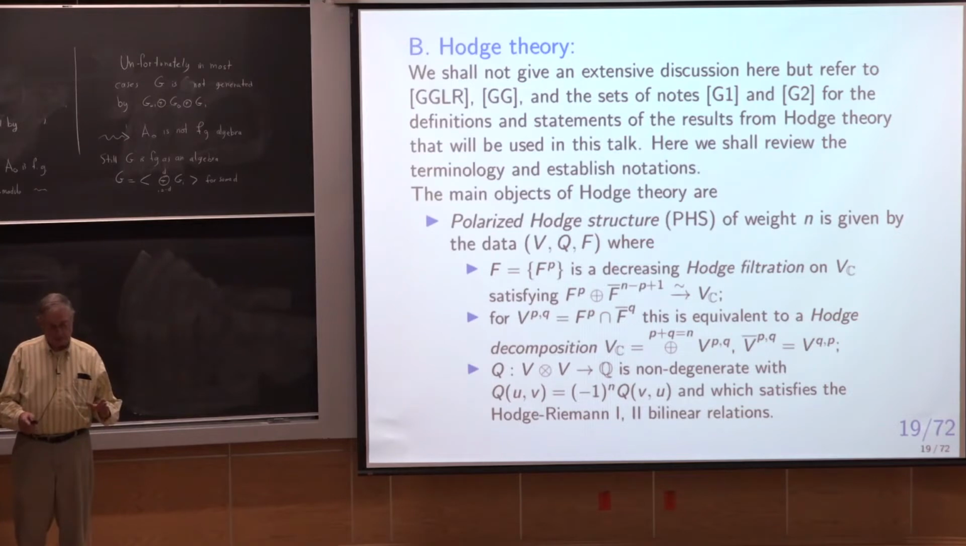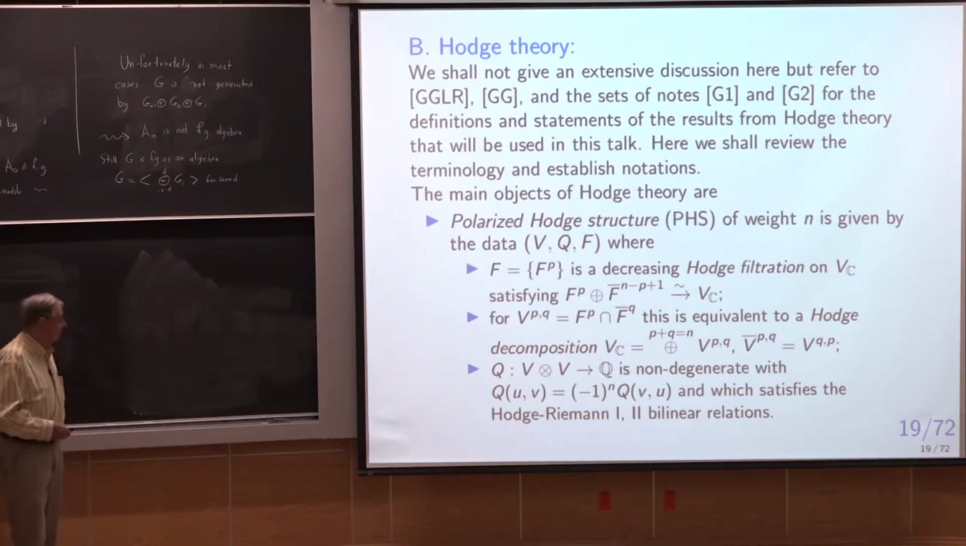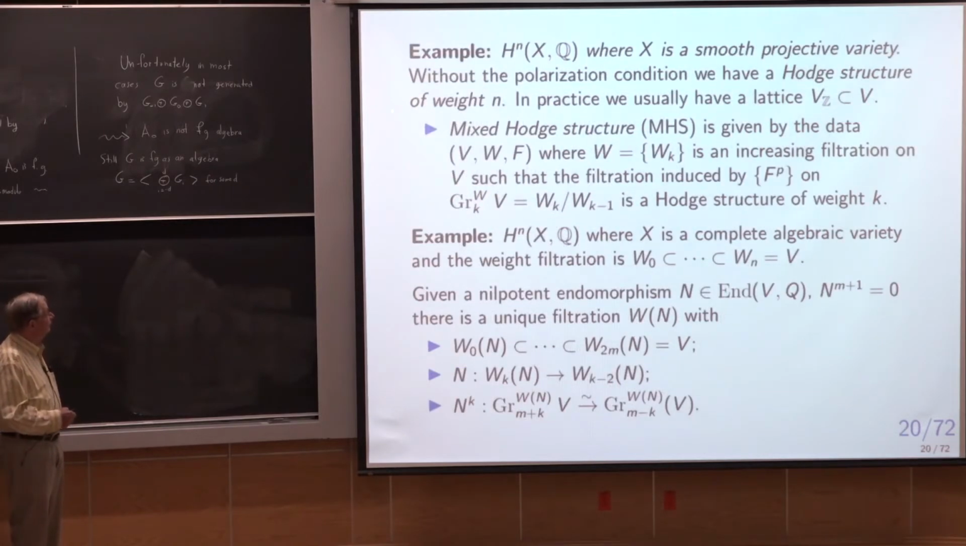The variety is a projective variety. That gives it a so-called polarization, and that leads to bilinear forms satisfying the so-called Hodge-Riemann bilinear relations. So you have these bilinear forms, and you have the two Hodge-Riemann bilinear relations. We won't use those, so I won't explain what they are. The primary example is just a smooth projective variety, the cohomology.